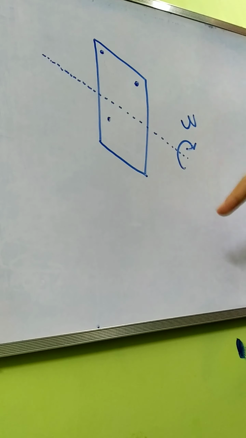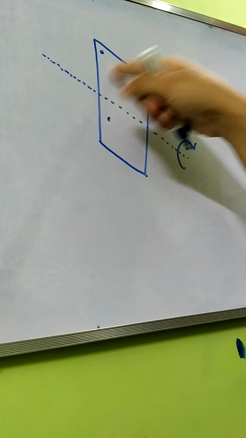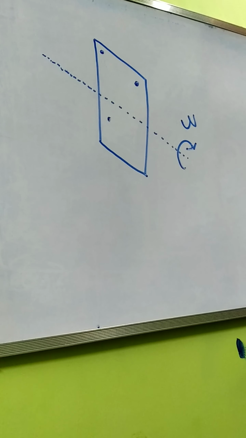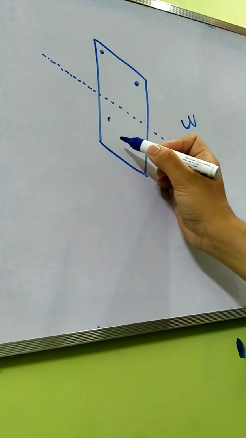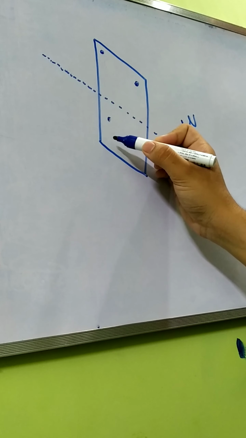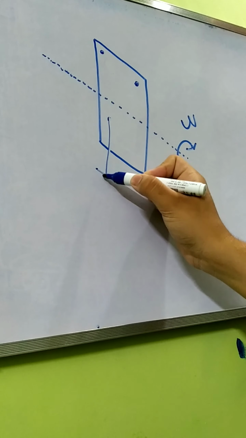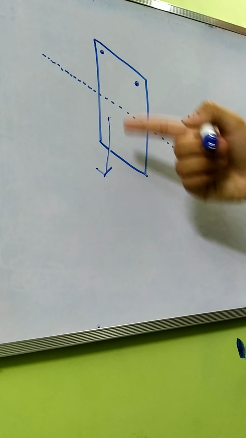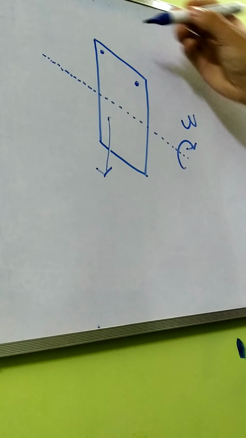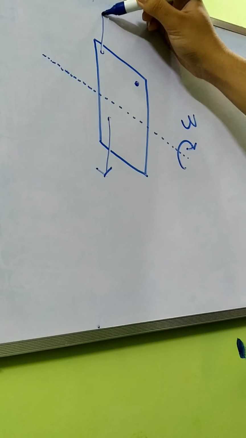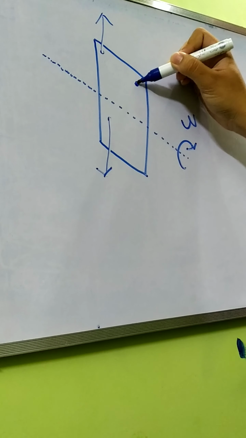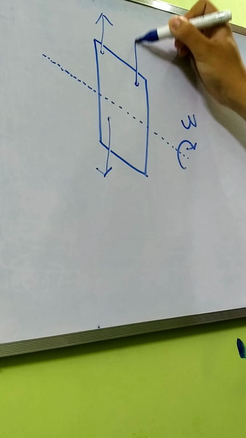Now as the body is rotating, these points will experience a centrifugal force. This point will experience centrifugal force in this direction, away from the center. It is always away from the axis. This point will experience centrifugal force in this direction, and this point will experience centrifugal force in this direction.